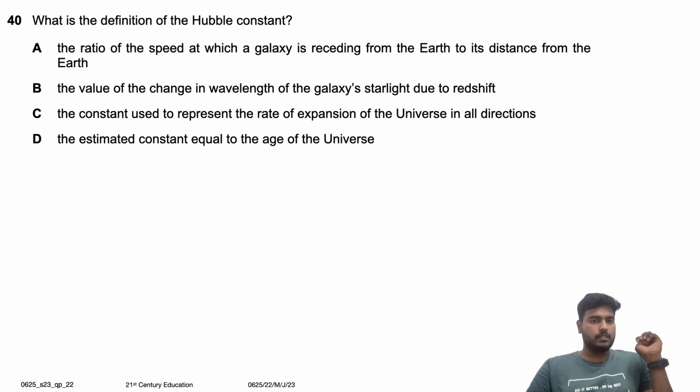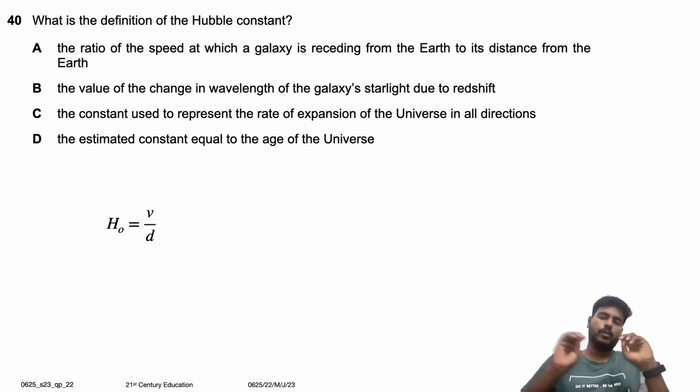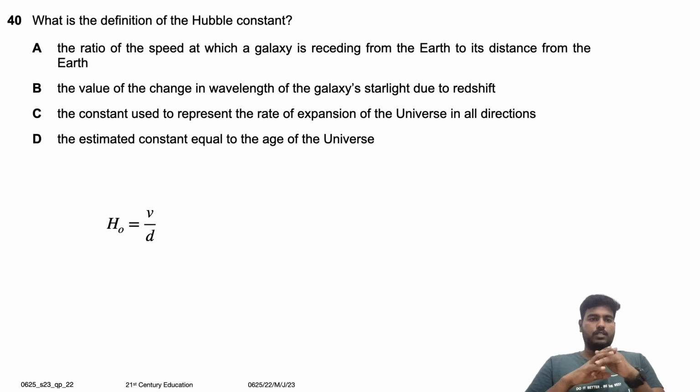What is the definition of the Hubble constant? The Hubble constant is v by d. We know v is the velocity at which an object is going away, divided by the distance. So it's the ratio of the speed at which a galaxy is receding from the Earth to its distance from the Earth.